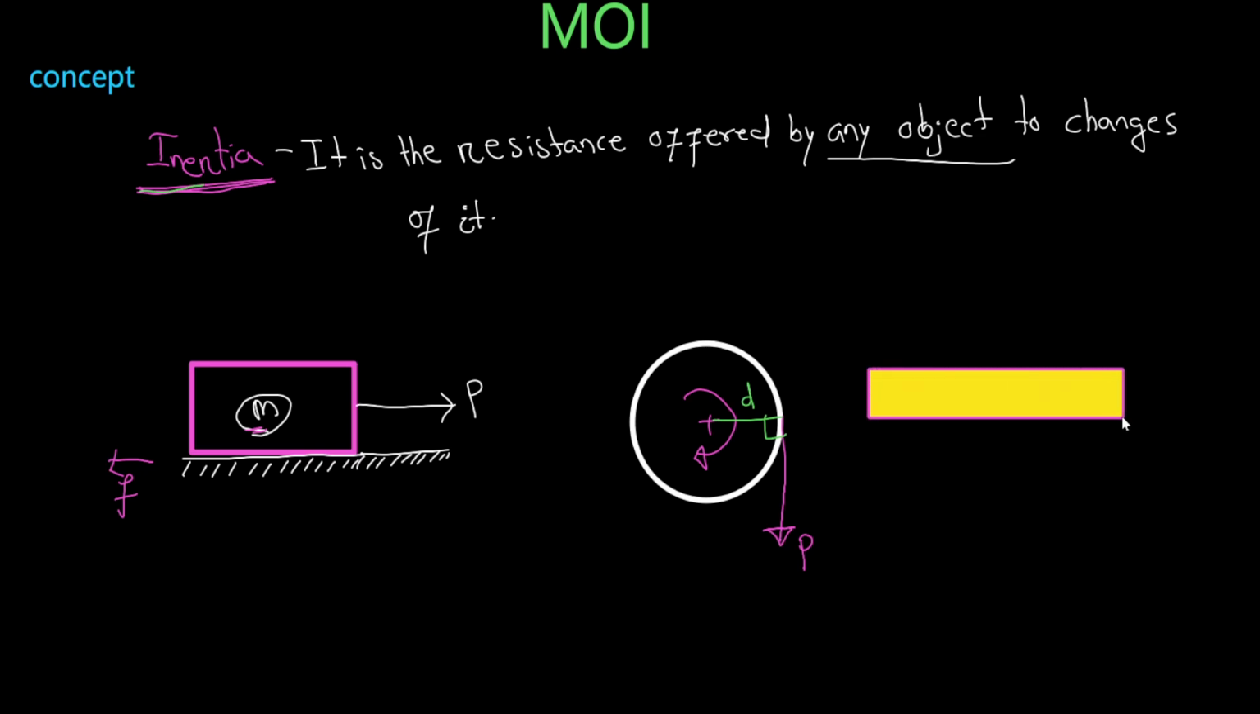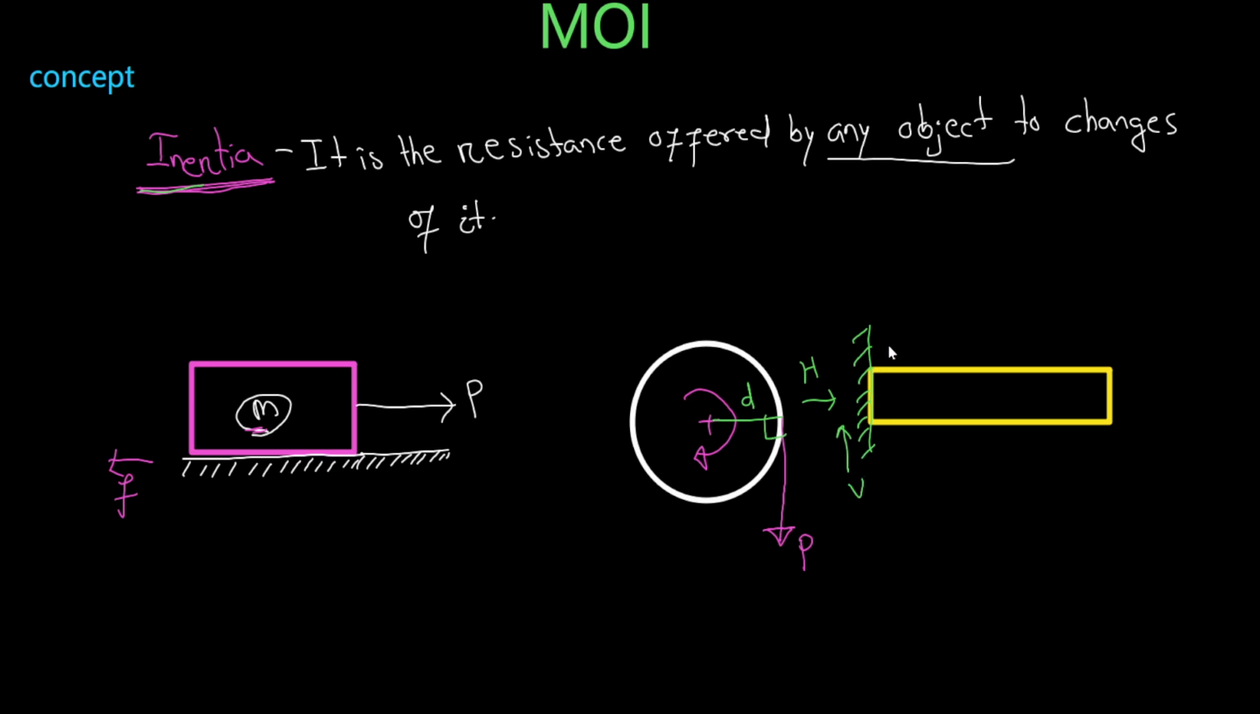Another example I will give you: suppose this is a beam. This is a cantilever beam, where one end is fixed. We have discussed that the cantilever beam will provide a horizontal and a vertical reaction, and it will also resist the moment by the support. These are the three reactions given. Now I'm applying a load over here, trying to bend this object like this.